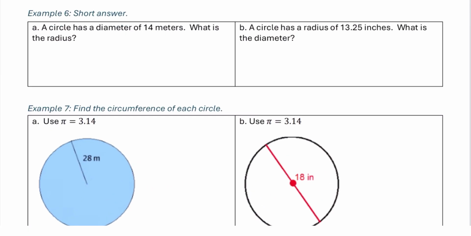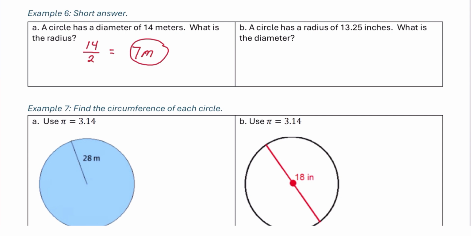A circle has a diameter of 14 meters. What is the radius? Recall that the diameter is simply double the radius, so to find the radius, we cut the diameter in half, and we can see that it is 7 meters.